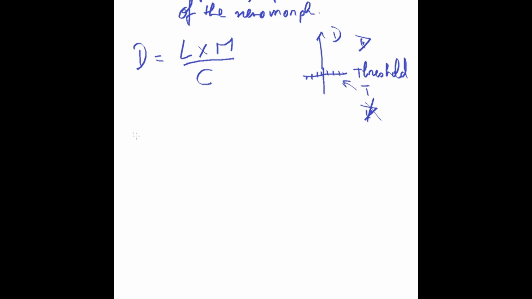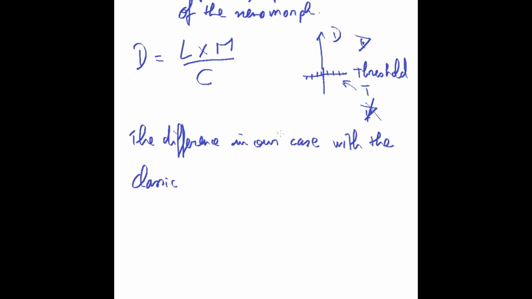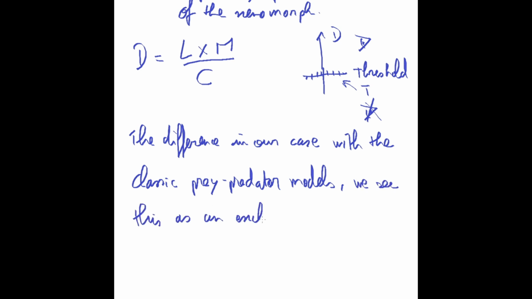Here, the difference in our case with the classic predator-prey models, like Lotka-Volterra, is the exchange. We see this as an exchange, a balance. Yet the interaction between human and xenomorph is far more insidious.